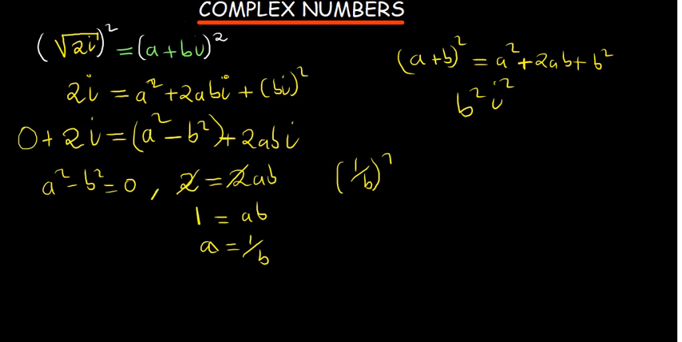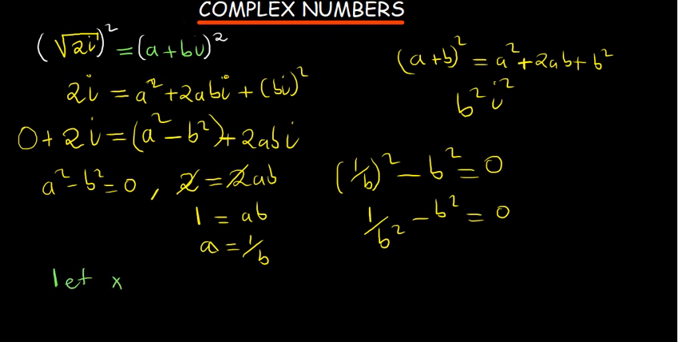Now when you find equations such as this, they are going to become a bit tricky. So what I'm going to say is, let x, or just any letter that you want, represent b squared. So this is going to become 1 over x, where there's b squared I put x, minus x is equal to 0. At this point, I'm going to multiply everything.